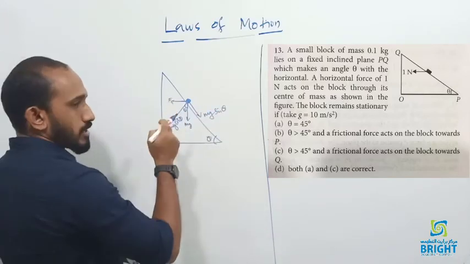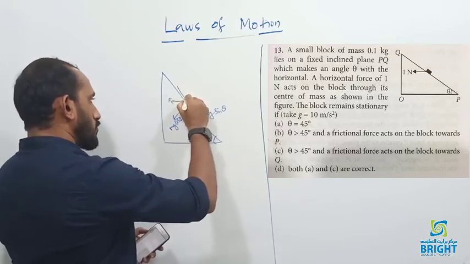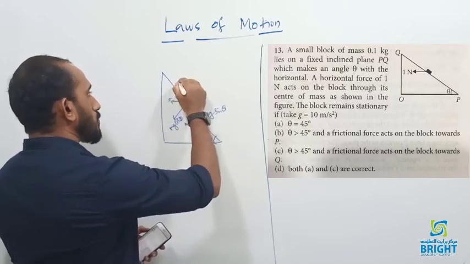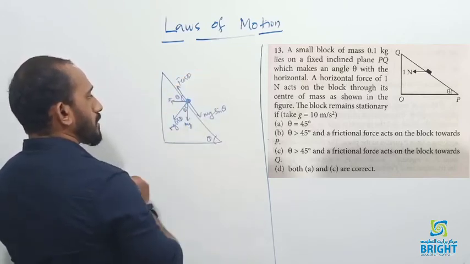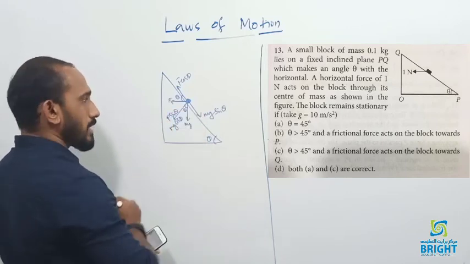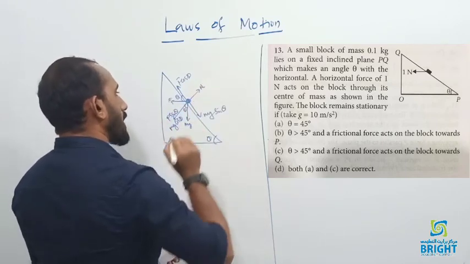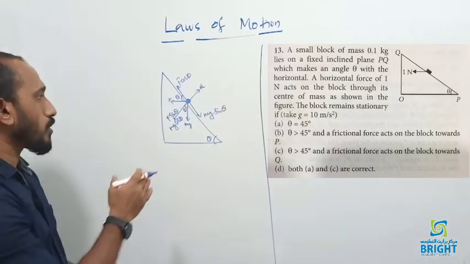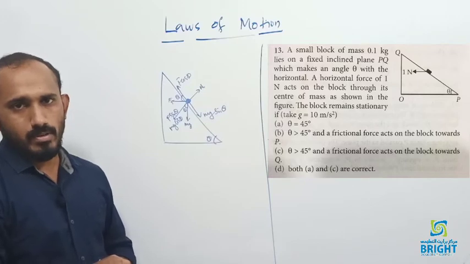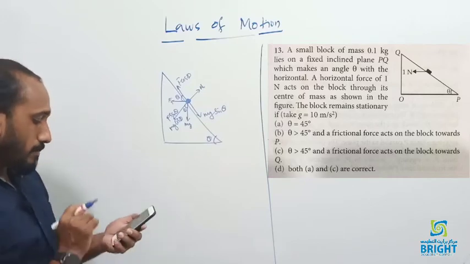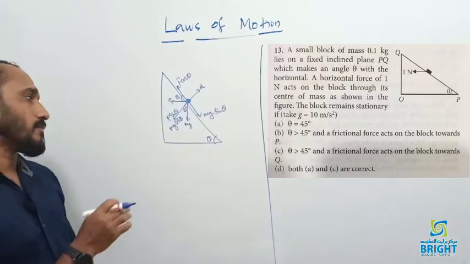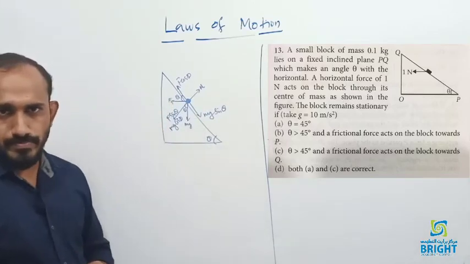Now this F also you can resolve into two components. This will be theta again, and this is also theta. So this will be F cos theta and this will be F sin theta. And this will be the normal reaction force acting on the body. So I hope you understand how to resolve the forces on the body. Here the question is that the body will remain stationary. Then what should be the theta? That's better to find out.